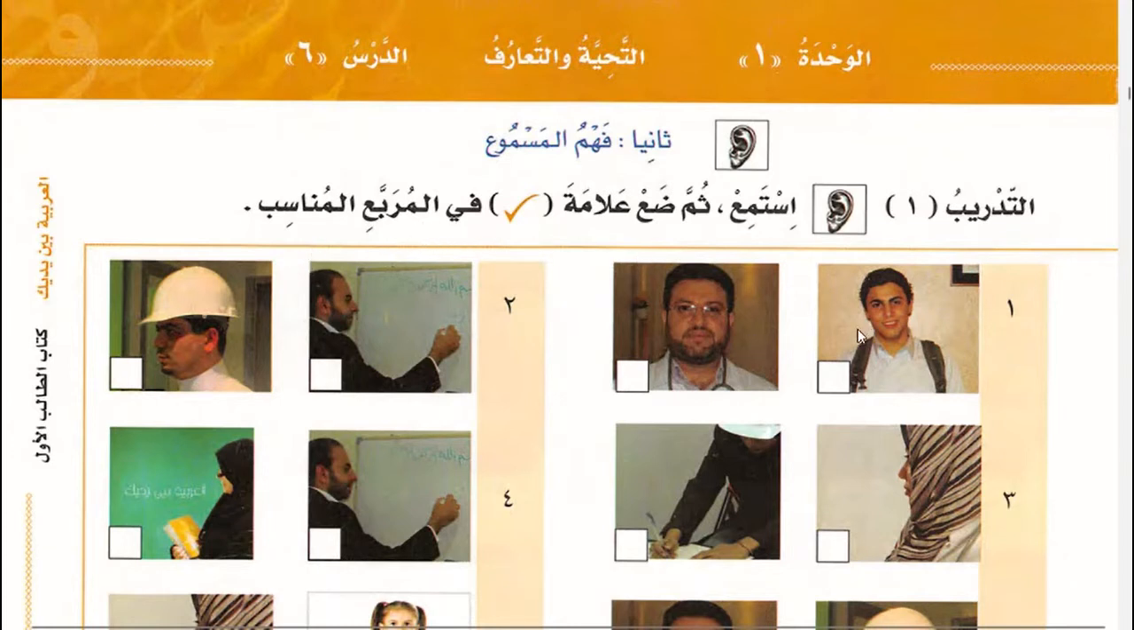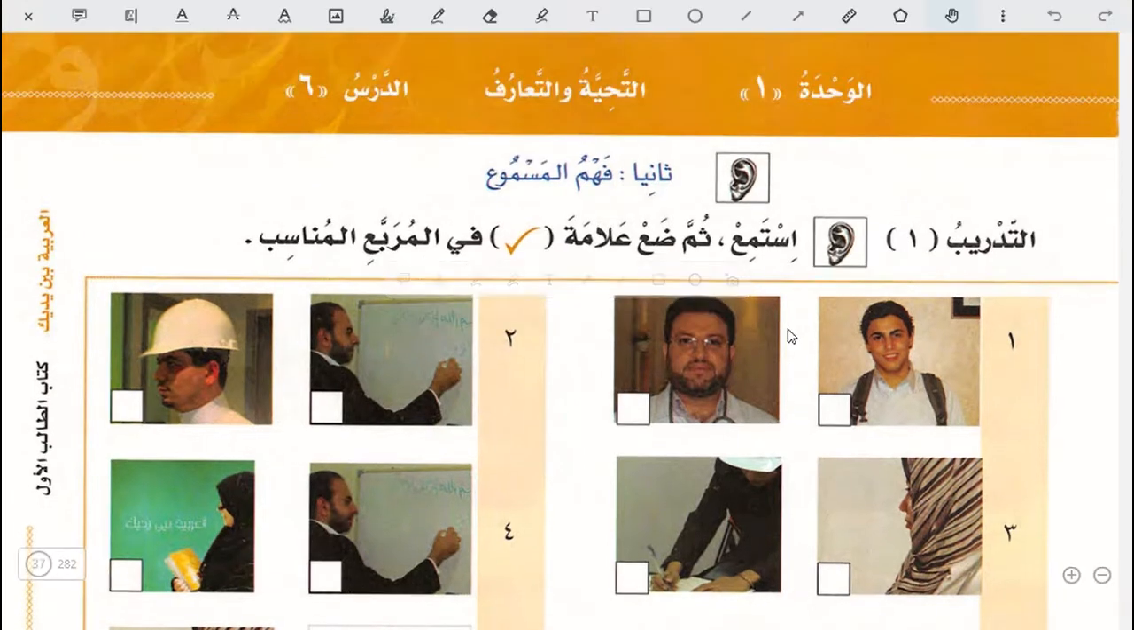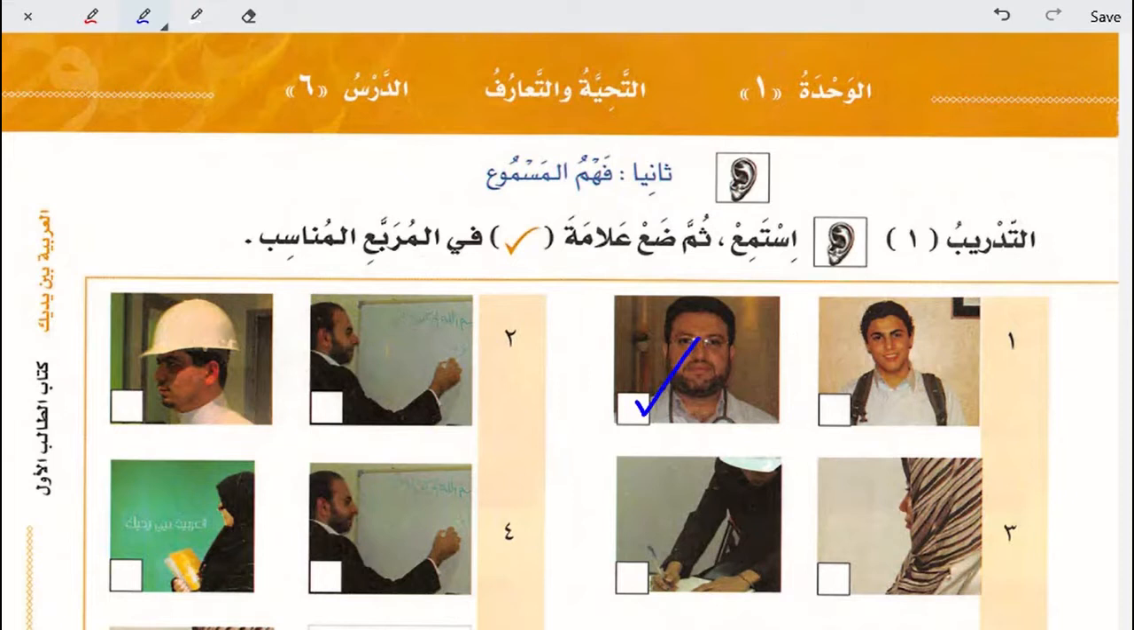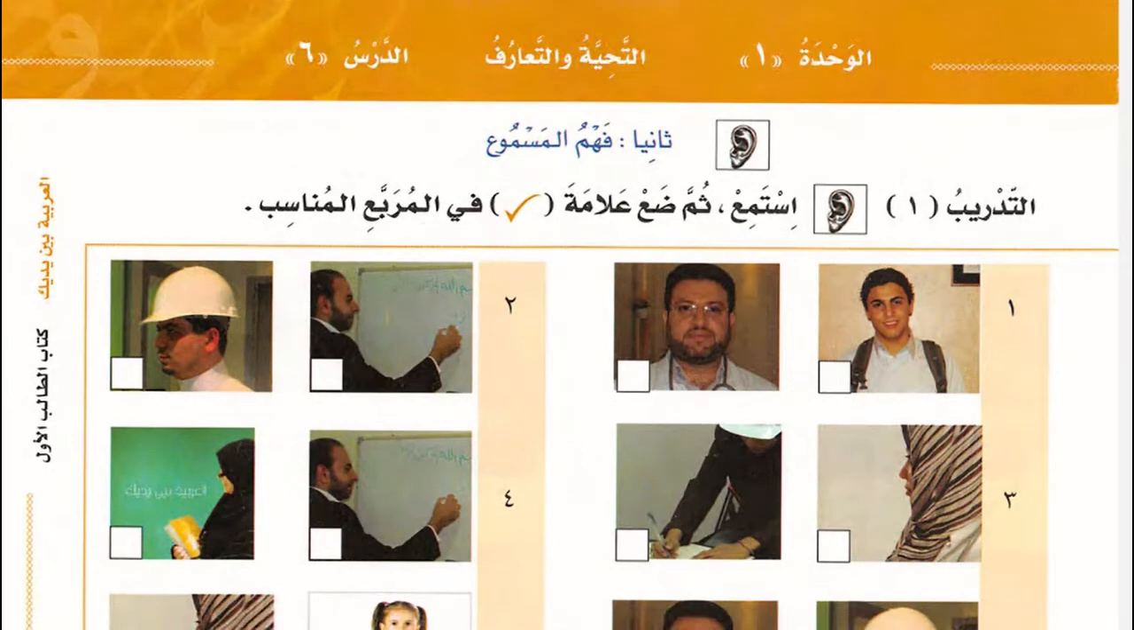So here you have two options. The teacher will say a word. Let's suppose he says the word tabib. So you will put a check mark on this. Then in number two, you have two pictures. You see, one is a teacher, another is an engineer. If the teacher says mudarris, you will put a check mark here. If he says the word muhandis, you will put a check mark here. In this way you will do this question.